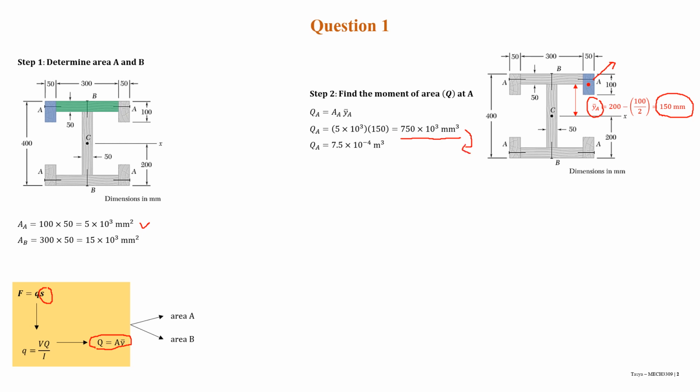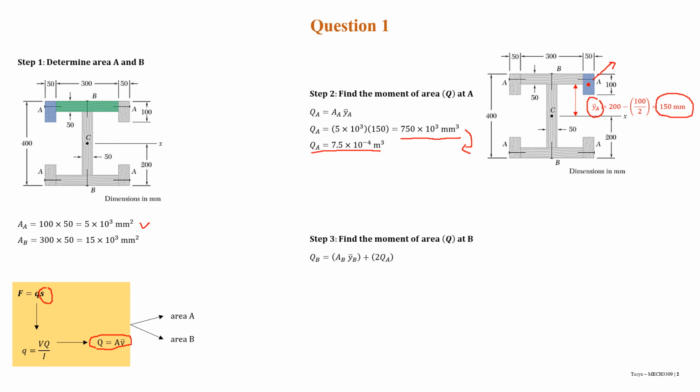So the moment of area, or Q, at A is 7.5 times 10 to the power of minus 4 meter cubed. Step 3 is the same as step 2. The difference is we are going to analyze at area B.